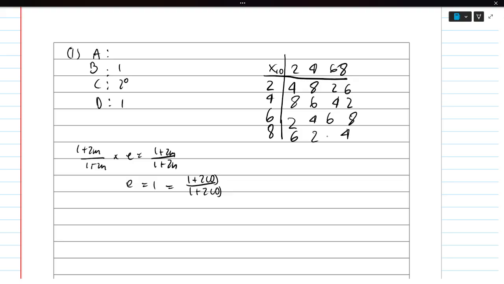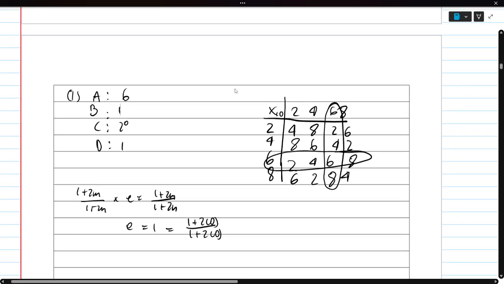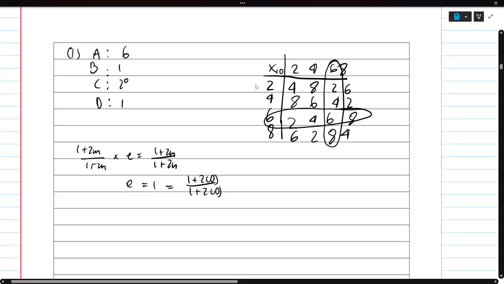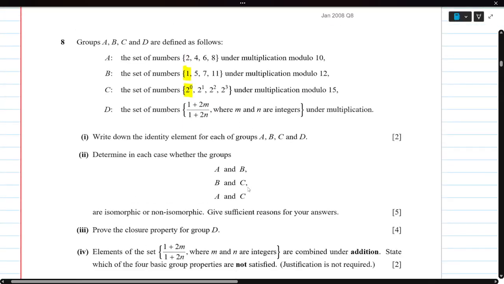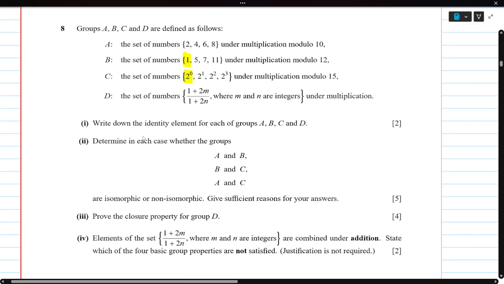8 times 4, 32. And this is just 8 again. So 6 is my identity element because it's unchanged. So in this one, I kind of had to. I wonder if there's a faster way to get the identity. I think I'm just being stupid.